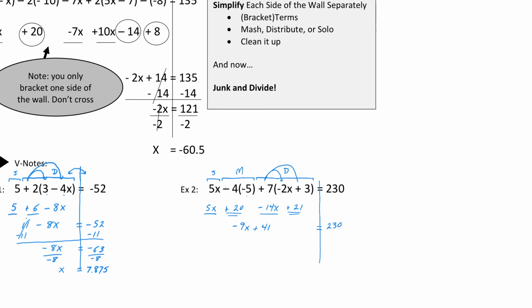And then we go to junk and divide. On the x side of the wall, let's get rid of that 41. Subtract from both sides. Draw our total line. And bring down our stuff. I'm going to move our negative 9x in a little bit because it's looking a little far away. And over here we get 189.